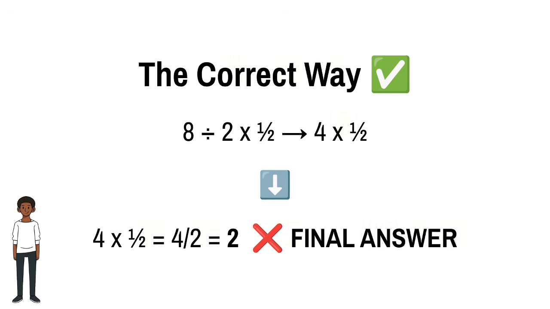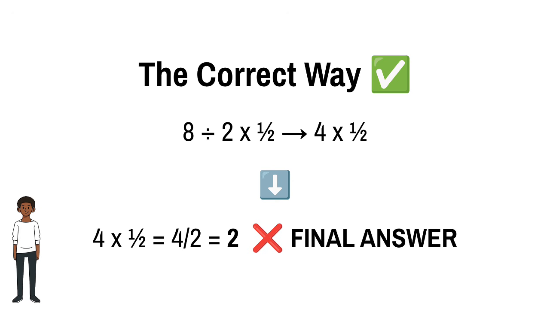So now let's solve it the correct way. According to PEMDAS, multiplication and division have equal priority, and we must work strictly from left to right as they appear. First, handle the division on the left. 8 divided by 2 equals 4.